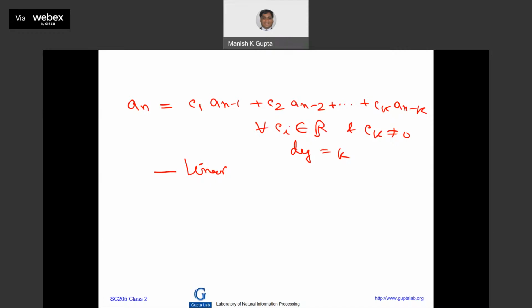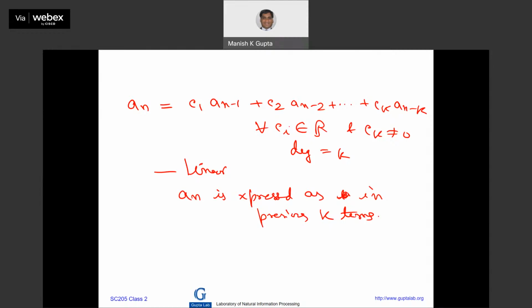So a_n is equal to this linear combination, where the c_i's are scalars, right? So it's a linear combination kind of thing. It's a homogeneous linear equation, and degree k. So here you can see that a_n is expressed in terms of the previous k terms.